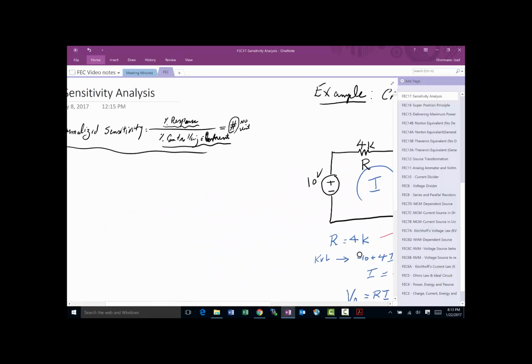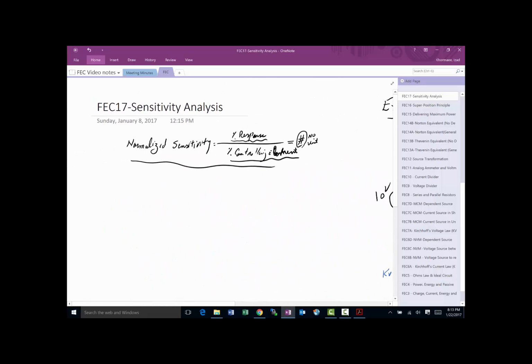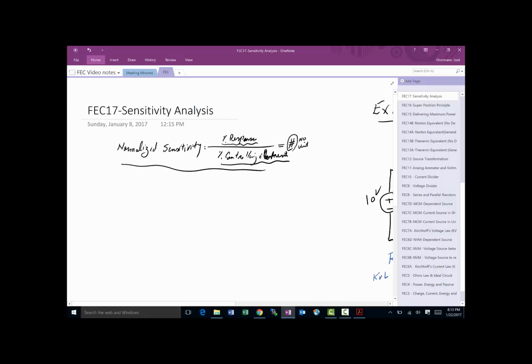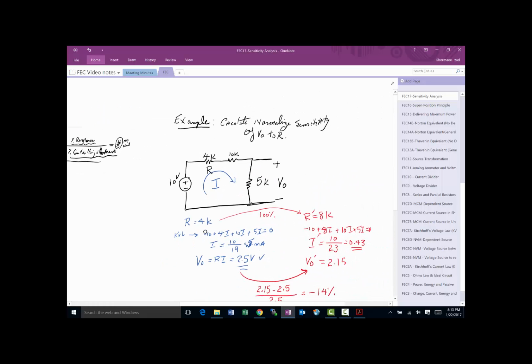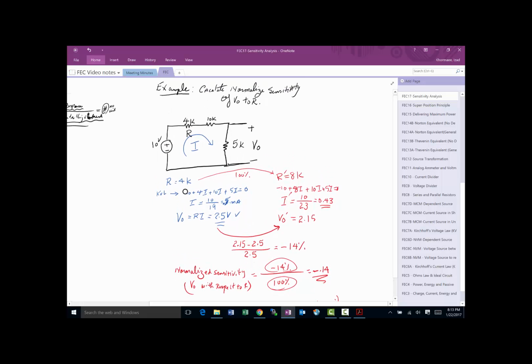It's a big topic and it can get very complex if you have multiple elements and all of that. But for now, this gives us a good perspective of what is expected of us to know regarding the normalized sensitivity.